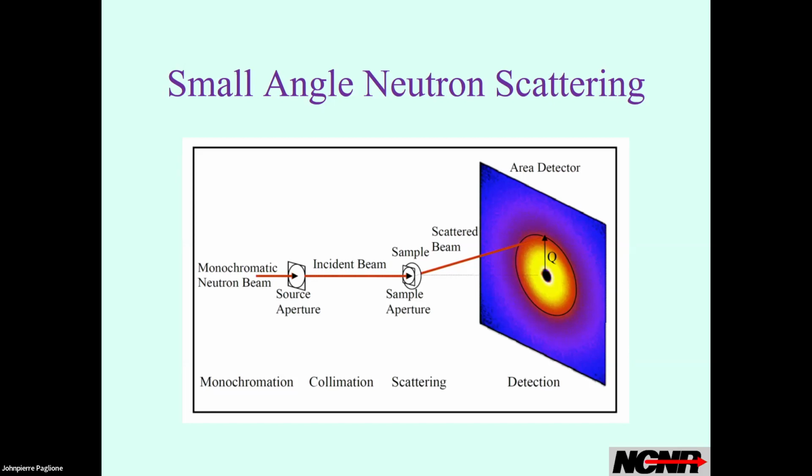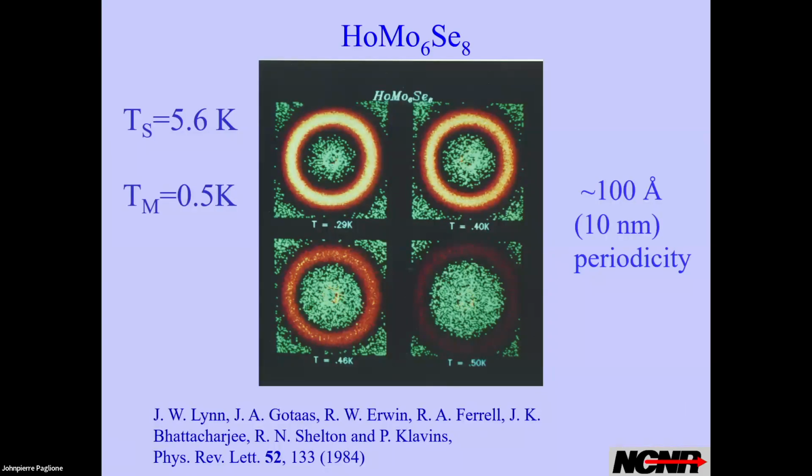And so that's a length scale that's large. You're going to look at it at small angles. You bring in a beam. You have a beam stop right in the middle of the detector, and then you get the scattering here. And here's what powder diffraction really looks like.